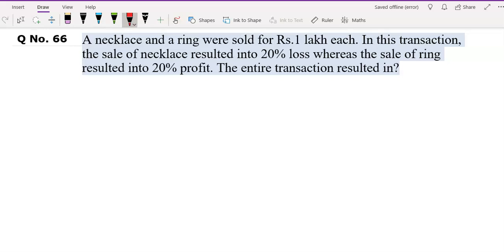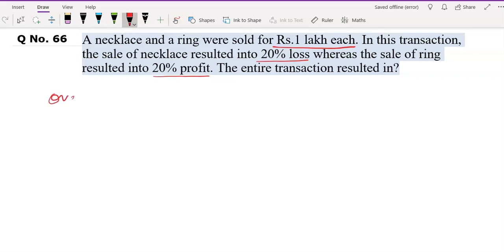Question number 66. A necklace and a ring were sold for rupees 1 lakh each. In this transaction, the sale of necklace resulted into 20% loss, whereas the sale of ring resulted into 20% profit. The entire transaction resulted in. So now this question is similar to the previous one. The selling price is same, rupees 1 lakh each for necklace and ring, and the profit and loss is also same. So in this condition, there is always a loss.